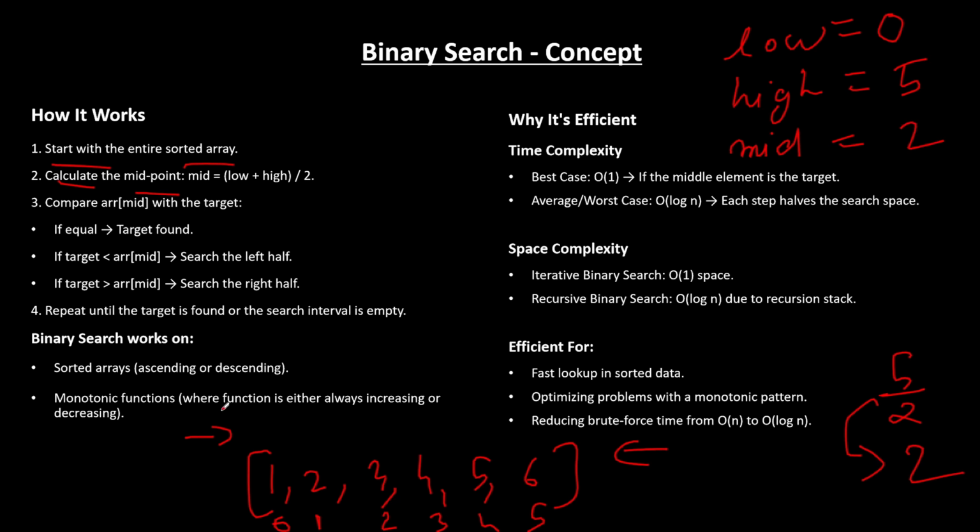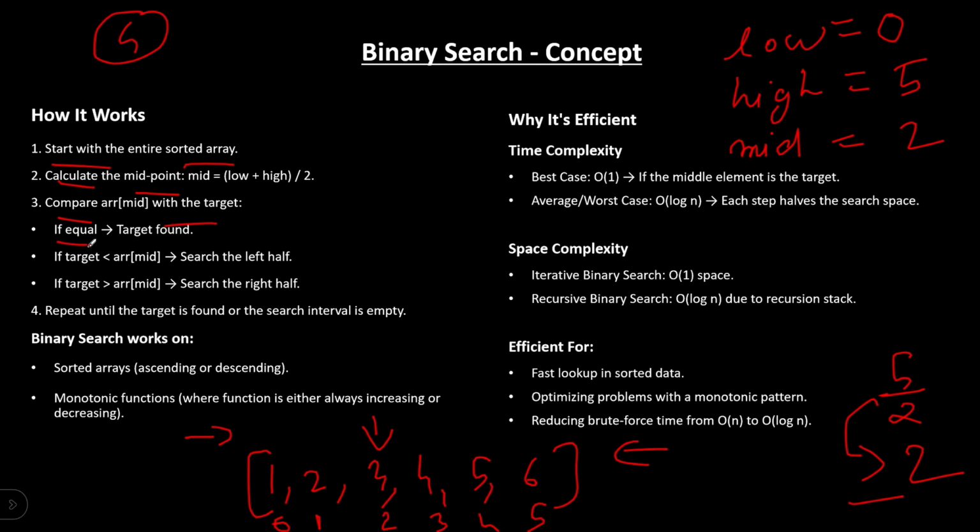So you got 2, right? You come to index 2 here. What is the value at index 2? It's 3. Now the thing is, we compare the mid with the target. Suppose basically we use binary search to find a target value, and the target value here is 4. But you are standing at 3, because you got the mid index as 2.